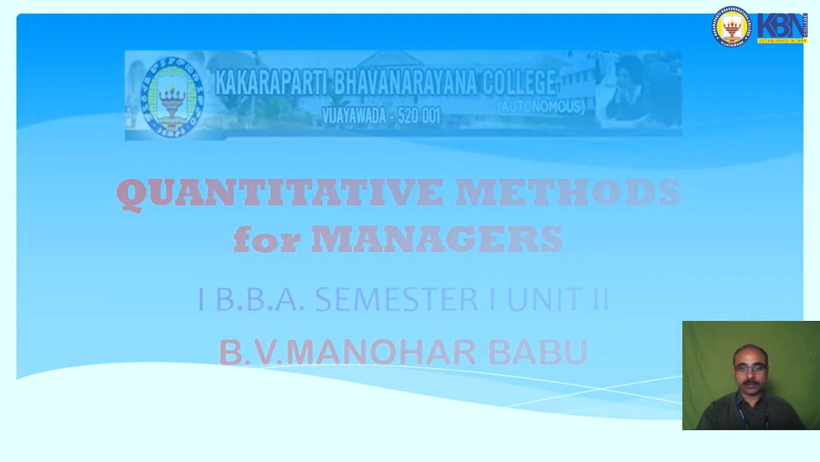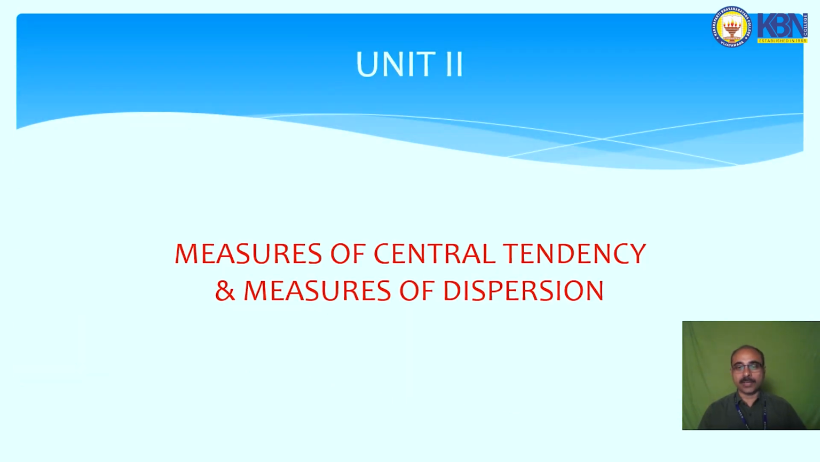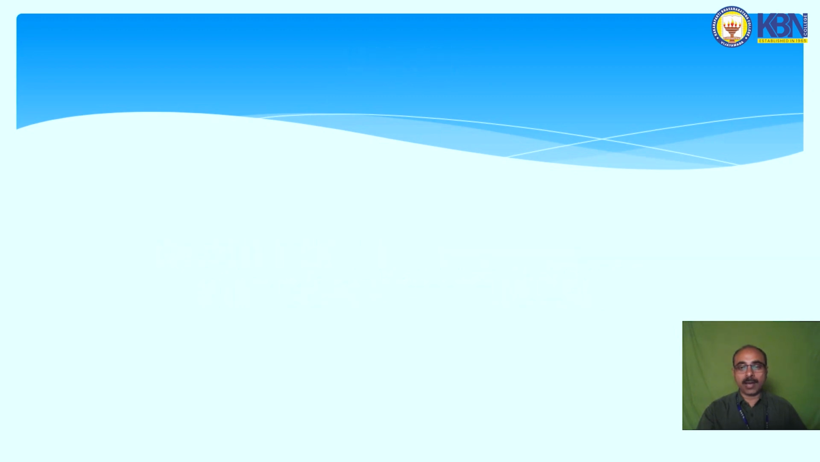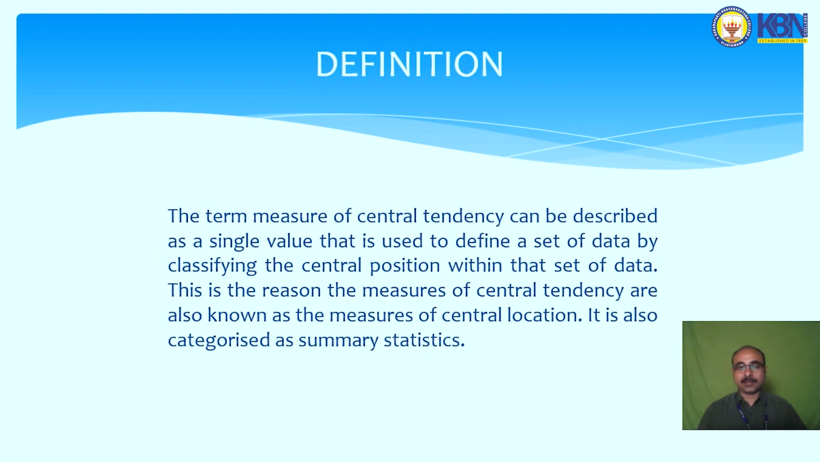The name of the unit is Measures of Central Tendency, which comes under chapter 1, and the second chapter is Measures of Dispersion. What is central tendency? Central tendency can be described in one word as a single value that is used to define a set of data by identifying the central position within the set of data. This is the reason the measures of central tendency are also known as measures of central location.